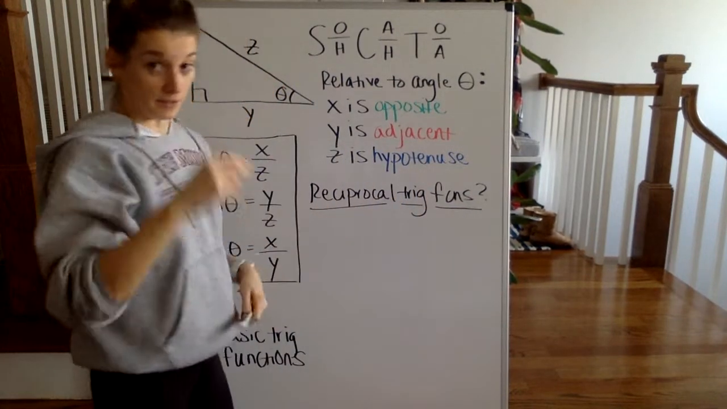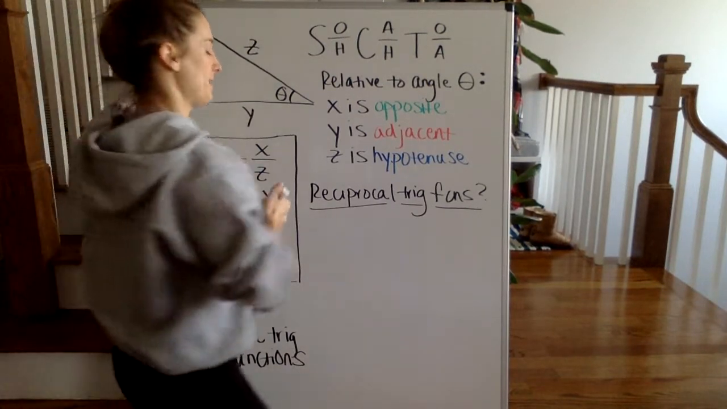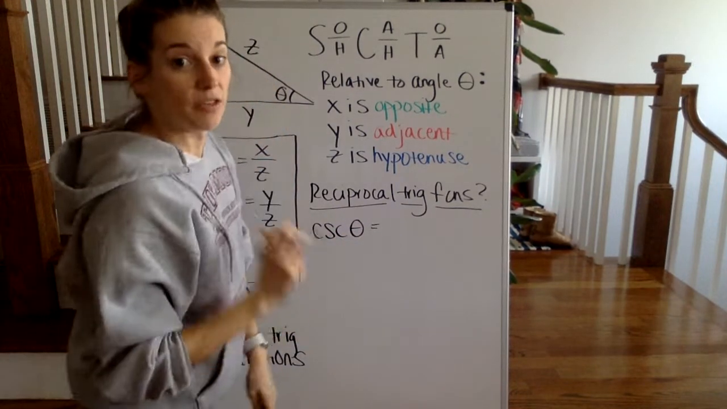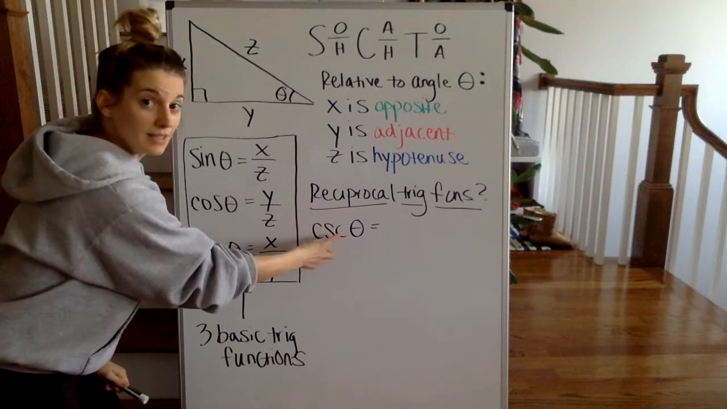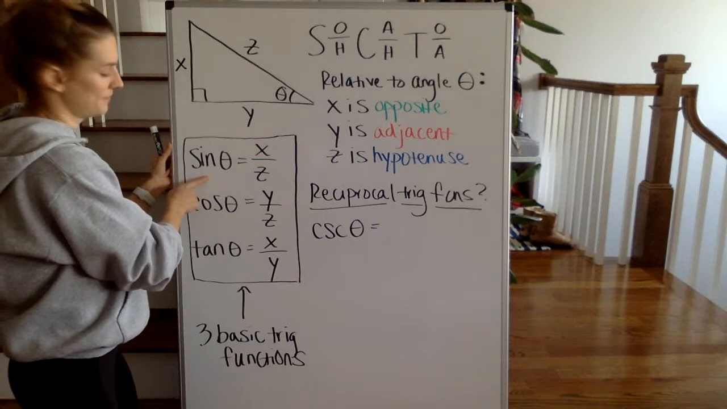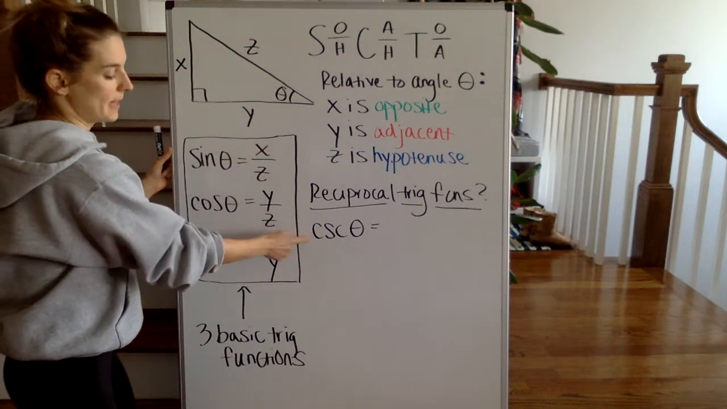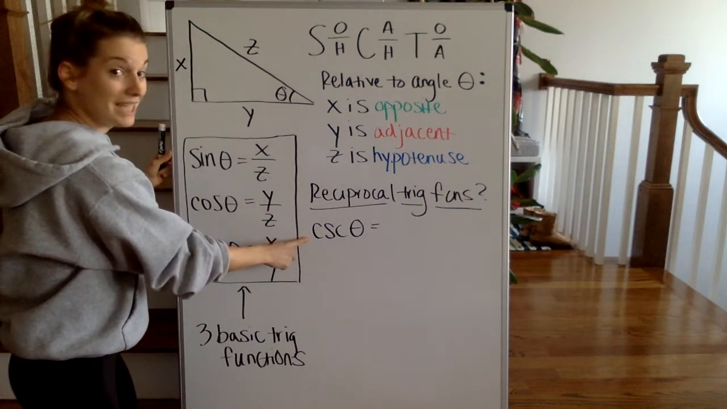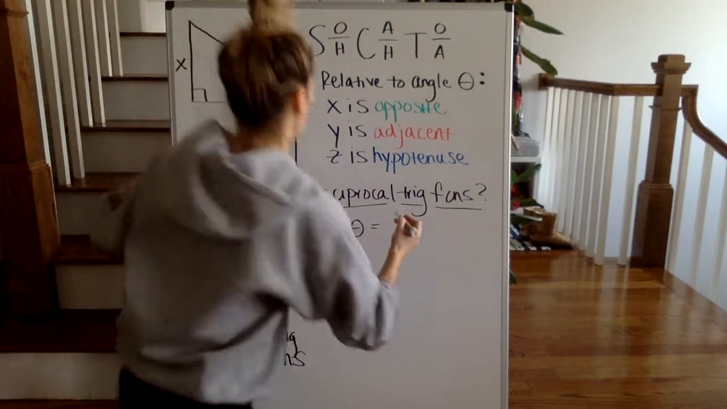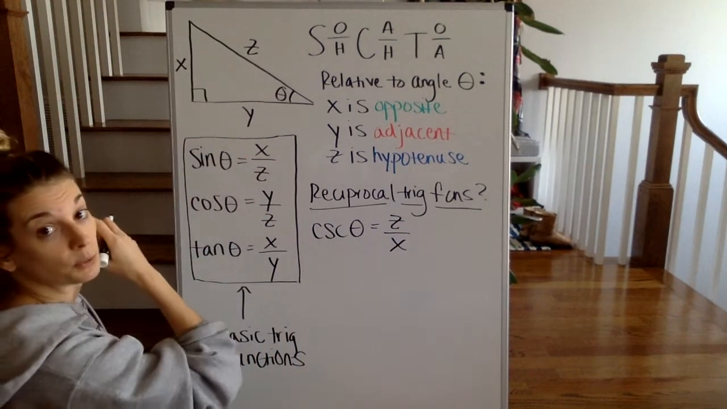Okay, there are three of them. The first one is called cosecant, all right? And we shorthand that CSC. CSC of an angle theta. Cosecant is the reciprocal of sine. Now think about what a reciprocal means, right? If you have a fraction and you're taking the reciprocal of it, you switch the numerator and denominator. That's exactly what we do with cosecant. Cosecant of theta is the reciprocal of sine. Therefore, cosecant of theta is equal to z over x, the reciprocal of the ratio that sine is equal to.